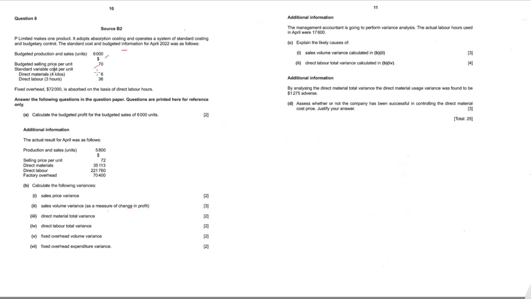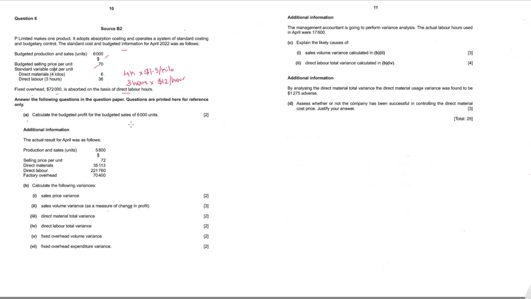And selling price is given. Direct material cost is $6 per unit, and for that they will be consuming 4 kilos of raw materials. So 4 kilos multiplied by $1.5 per kilo. That's how we get $6 per unit. And direct labor is 3 hours, which costs the business $36 per unit. So the breakup is 3 hours into a wage rate of $12 per hour. So that's the cost. Okay, fixed overheads given are 72,000. It is absorbed on the basis of direct labor hours.